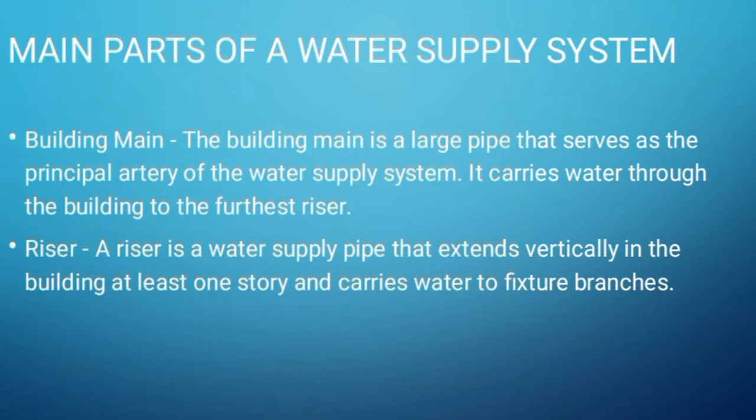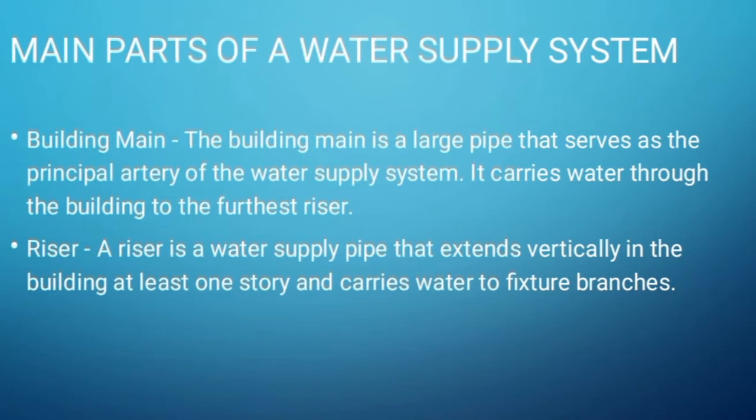Next one is riser. A riser is a water supply pipe that extends vertically in the building at least one story and carries water to fixture branches. It is typically connected to the building main and runs vertically in the walls or pipe chases.